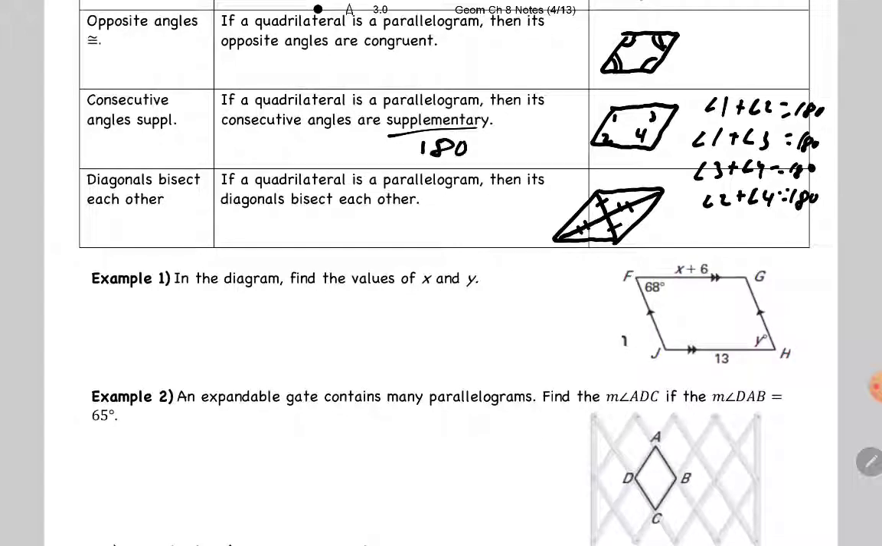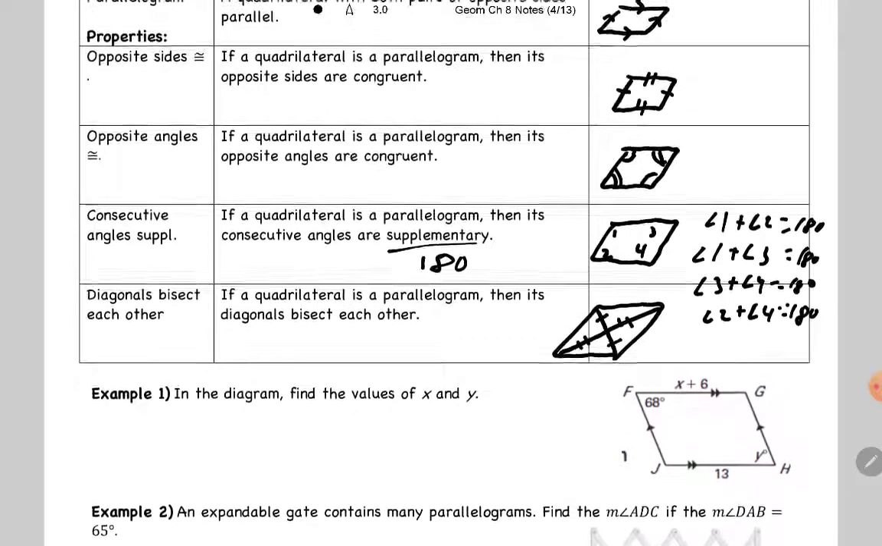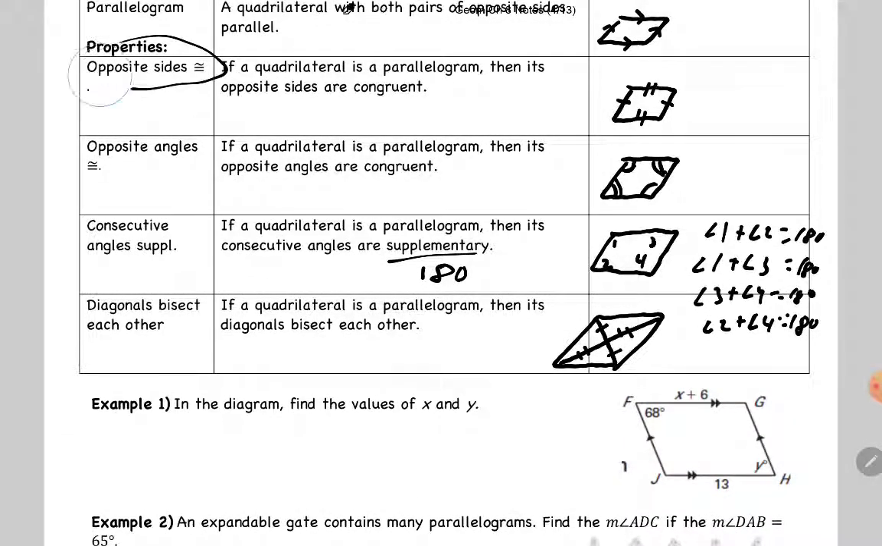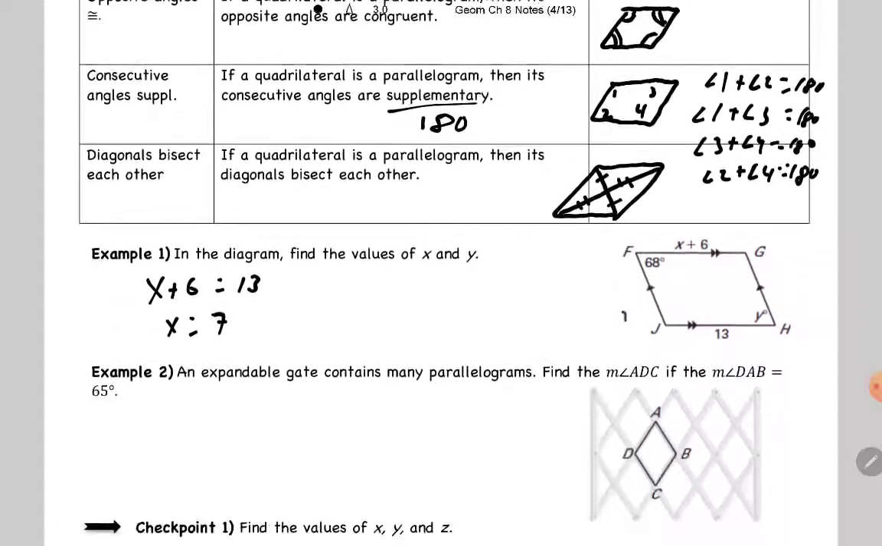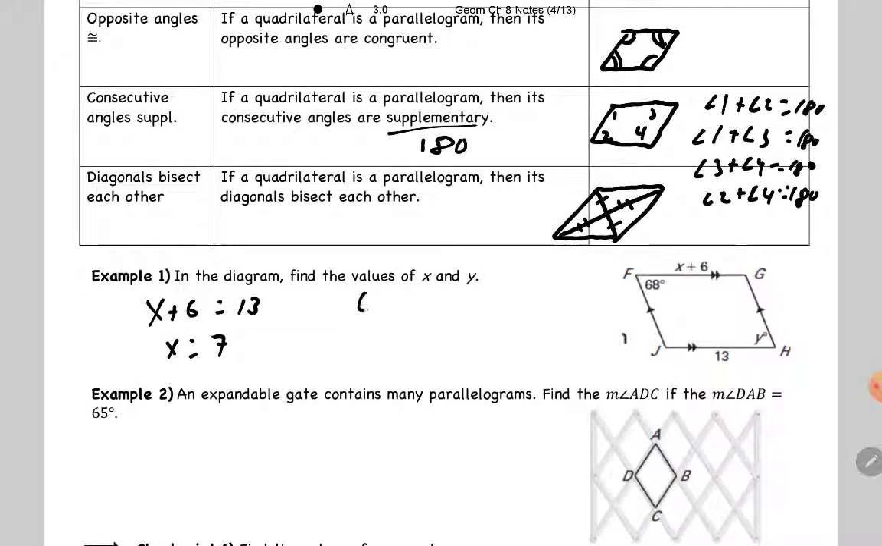Example 1. In the diagram, find the values of x and y. So let's look at x. x plus 6 represents the length of this side, and we know that the bottom side is 13. We also know that opposite sides are congruent. So that means x plus 6 is 13, so x equals 7. y is an angle, and we know that opposite angles of a parallelogram are congruent. So that means 68 is equal to y, or y is equal to 68 degrees.